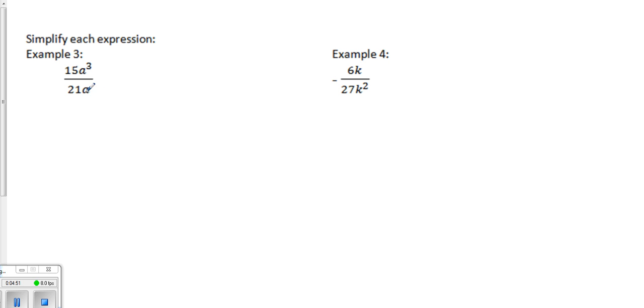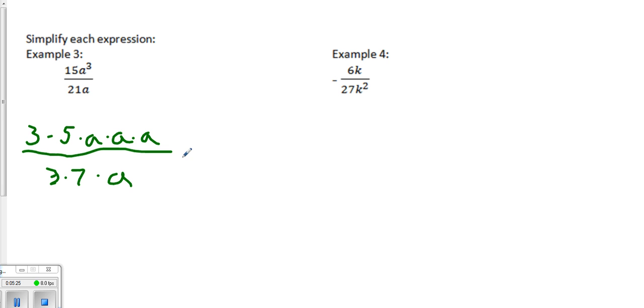So for example 3, we've got 15a cubed over 21a. Now there's two ways we can do this. We can factor out the whole monomial on top, or the whole piece on top. So again, really similar to Unit 4. 15 is the same as 3 times 5. A cubed is A times A times A. All over 21A is 3 times 7 times A.